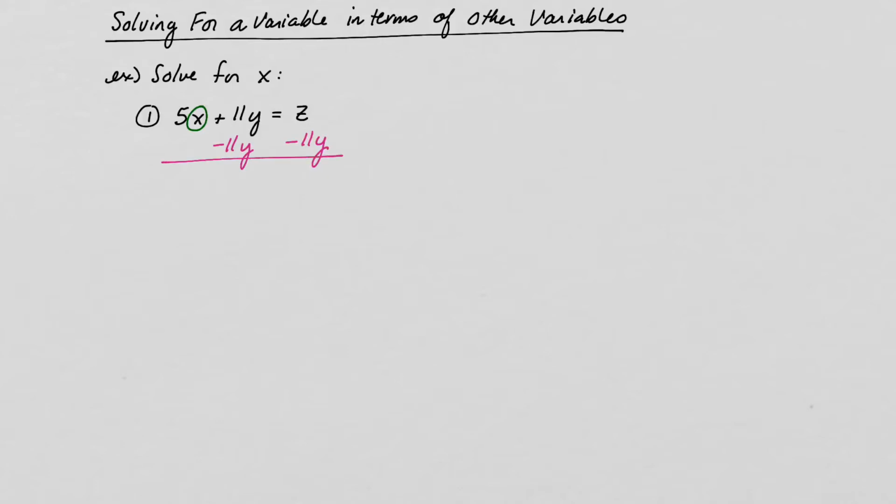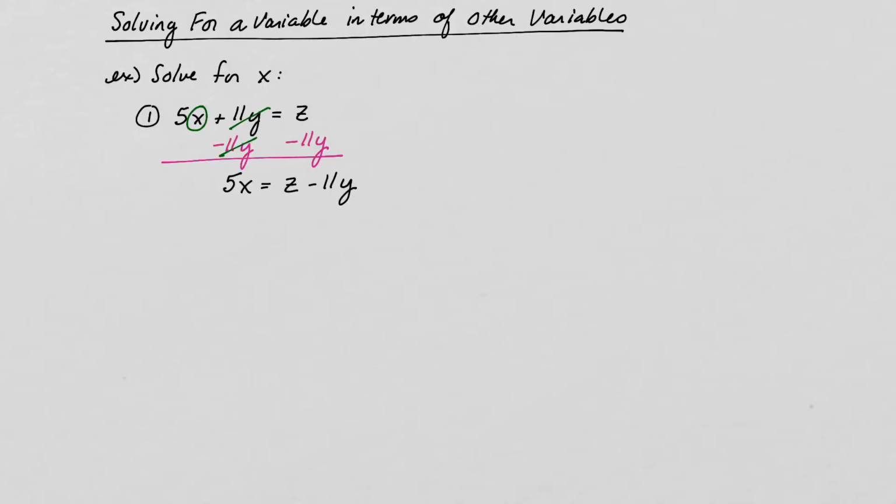And if we do that, these would cancel each other out. And on the left-hand side, I'm left with 5x. On the right-hand side, these are not like terms, so I cannot put them together, so they just have to stay the way they are. So we're going to have z minus 11y.